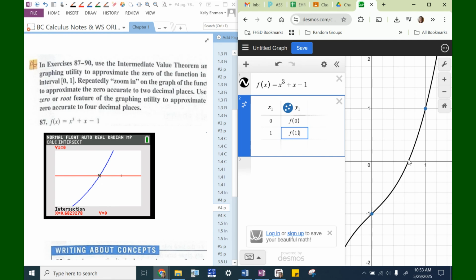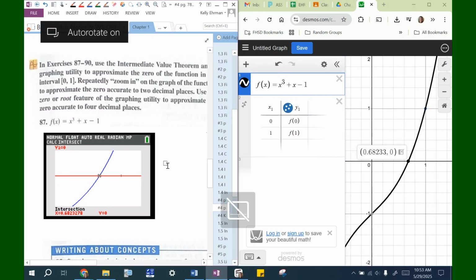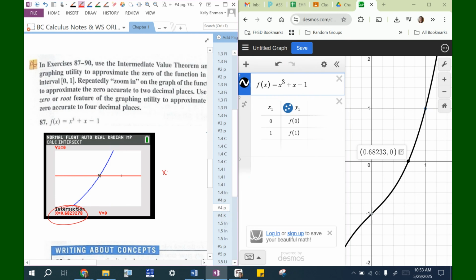And the nice thing is, on the graphing calculator it takes a few steps to find a 0. But here we can just click near the 0, and the gray point that it highlights, that is the 0. So accurate to 4 decimal places, it's 0.6823. And that's the same as, see how my graphing calculator did that as well?